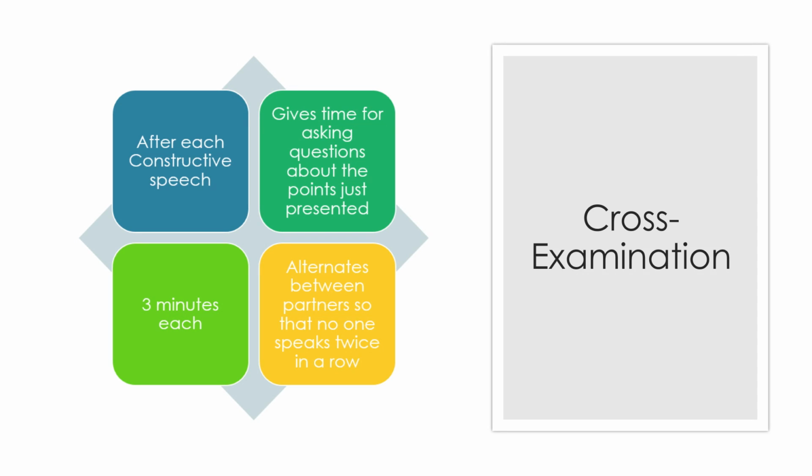Cross-examination happens after each constructive speech. It gives time for asking questions about the points that were just presented. 3 minutes is given to each cross-examination, and it alternates between partners so that no one speaks twice in a row.